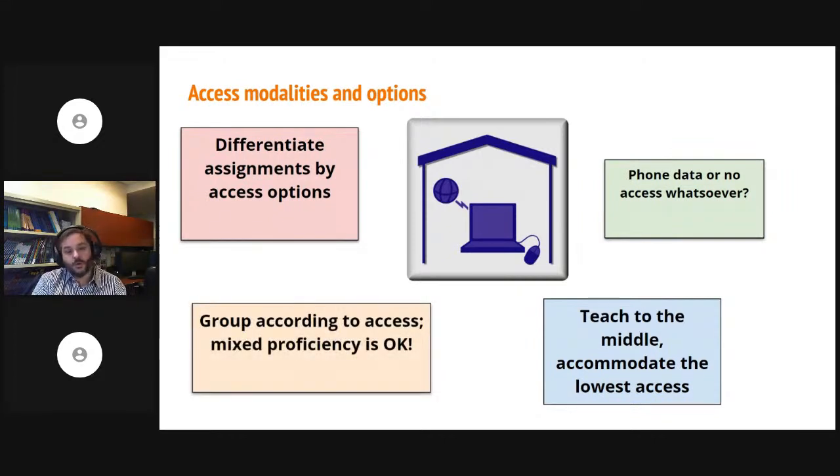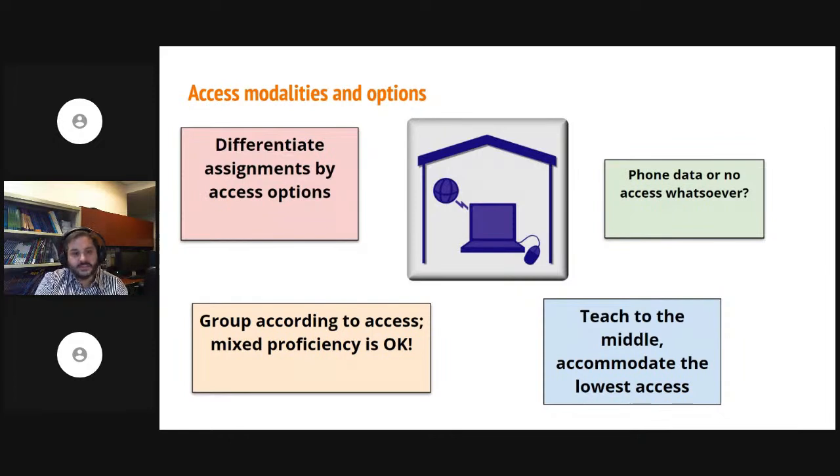And we can group according to access. So if maybe we have a class of 25 students, and you want them to work on a group project, it's okay to group them according to access. If you have 5 students who don't have the best access to technology or best access to reliable internet, it's okay to put them together and understand that when you assess their work, when you help them, when you teach them and guide them through the process, whatever they are working toward, that's okay.